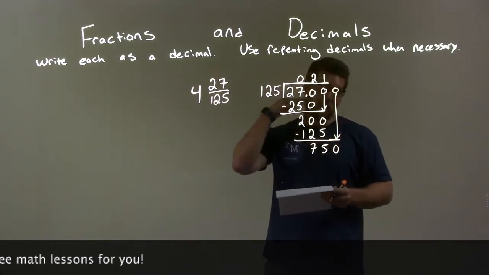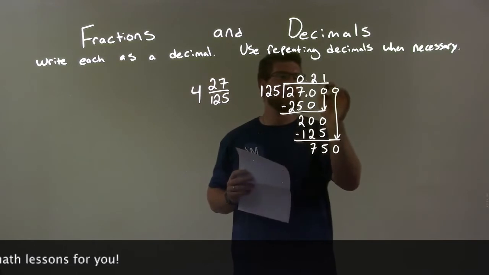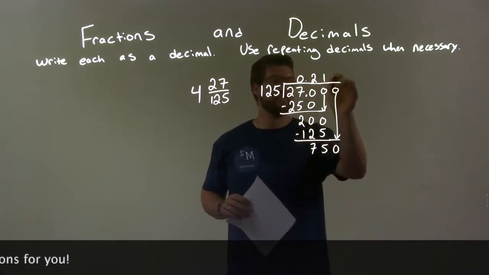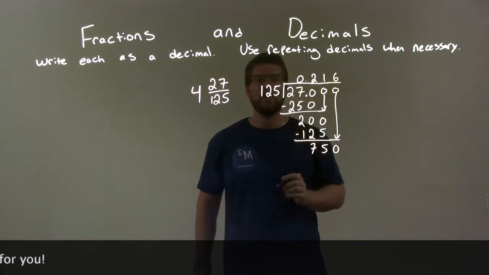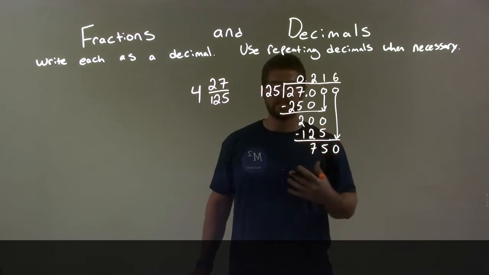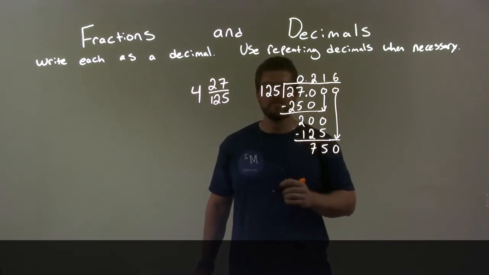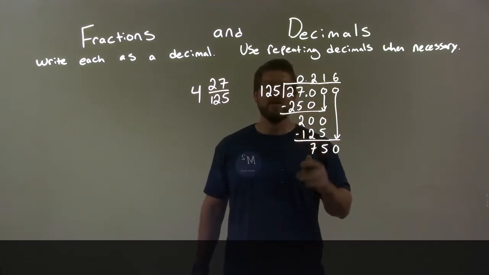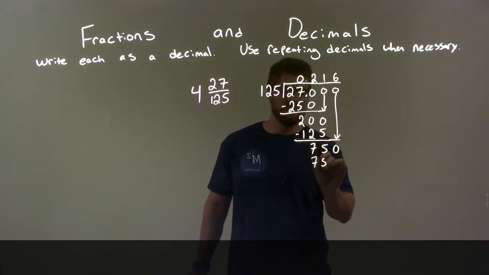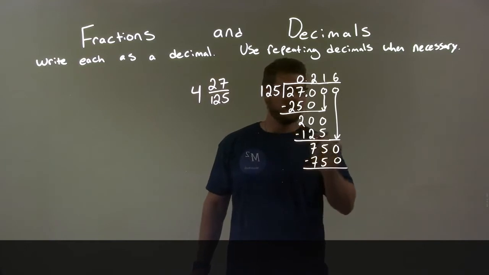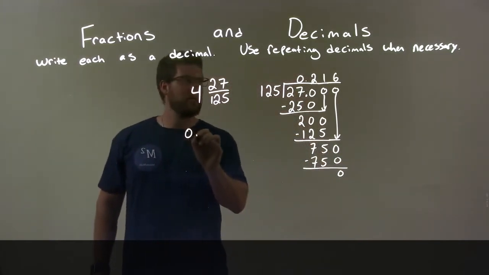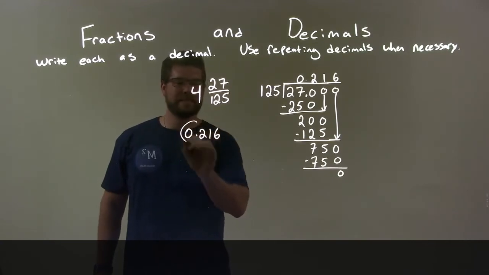So what times 125 is 750? The answer is going to be 6 here, because 6 times 100, the way I like to break it down, is 600, and 6 times 25 is 150. So 600 plus 150 is 750. 750 minus 750 is 0, and so here we have our answer as 0.216.